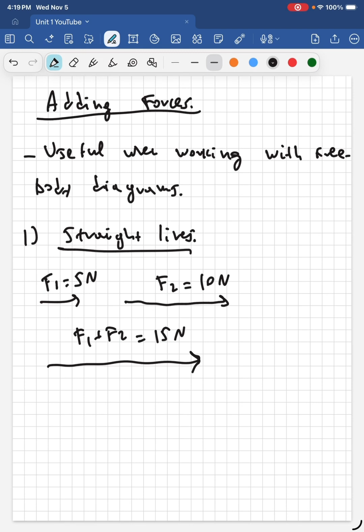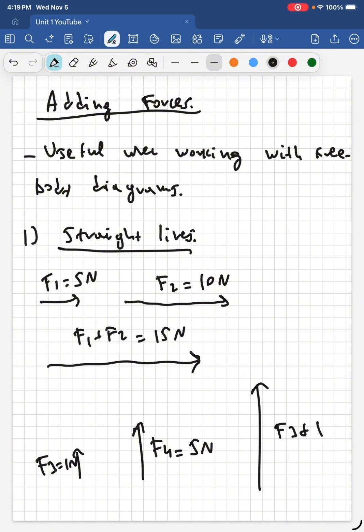And the same goes, of course, if you have F3 is 1 newton and F4 is 5 newtons. They both point up in the positive y direction. So you add them up. If you want to add them up, you just add the magnitudes and you get 6 newtons also pointing up, right? Simplest case.